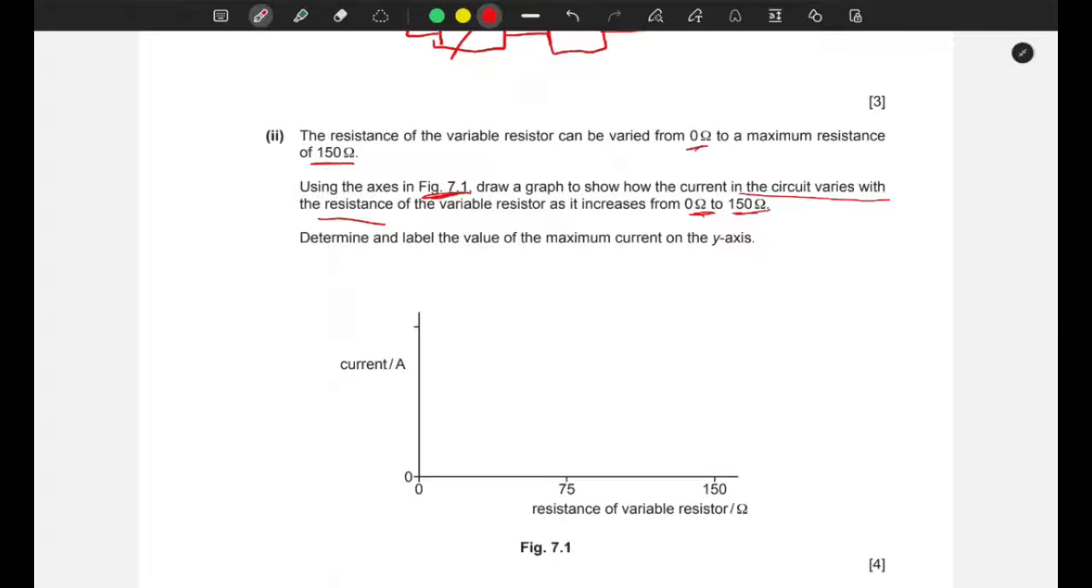Okay, so to draw the graph, first we have to understand the relationship between current and resistance. We know that V equals IR. If we rearrange to make I the subject, I equals V over R. From this, we can see that the current is inversely proportional to the resistance. So if resistance increases, in this case from 0 to 150, the current decreases. And to represent an inversely proportional relationship, this is the curve we use.